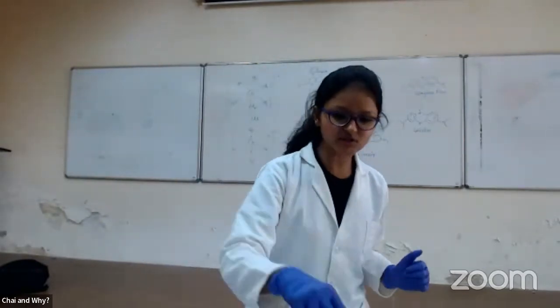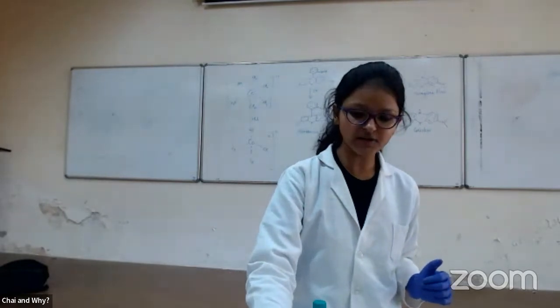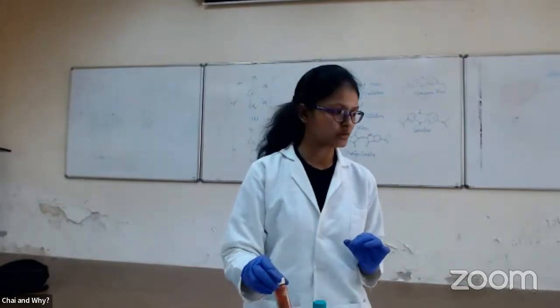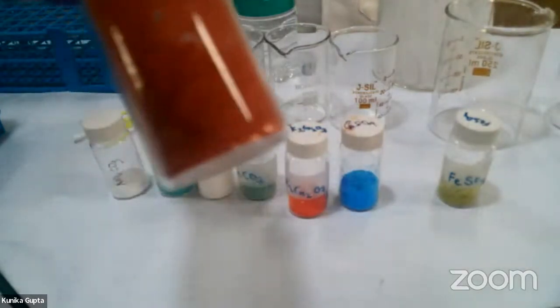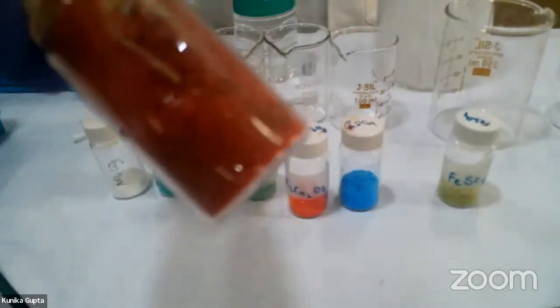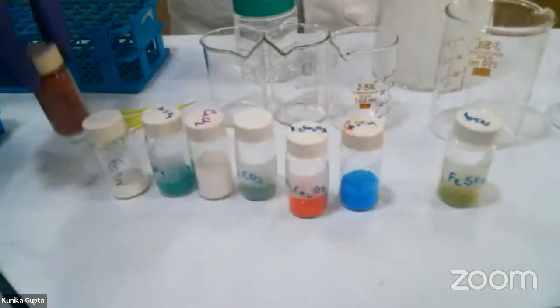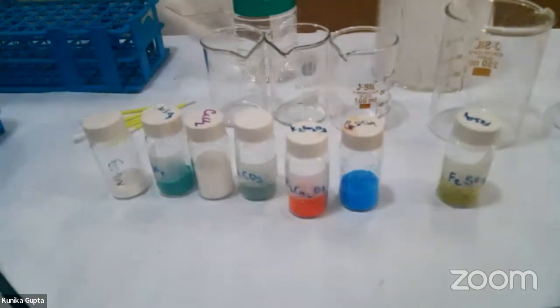So I have this cobalt sulfate. So this is cobalt sulfate. You see, this is a pink colored thing. Now if you see, this is the pink, or let's say light orangish color compound. So now I'll dissolve it and I'll ask you what actually this is.